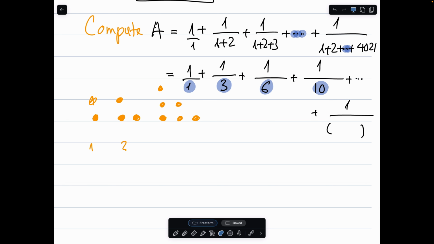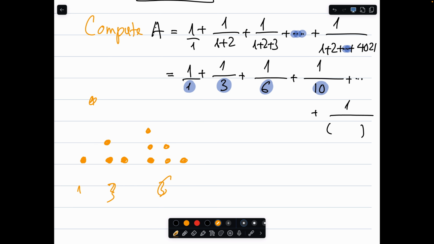How about this is 3? How about this is 6? Oh, sorry, this is 3, this is 6, and then next is 10. Now you can see the pattern. 4 rocks.